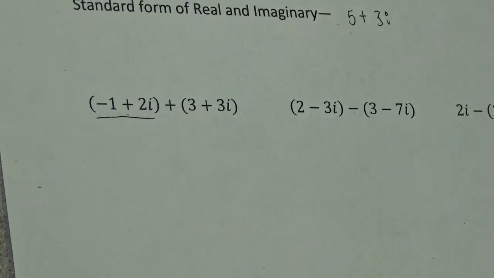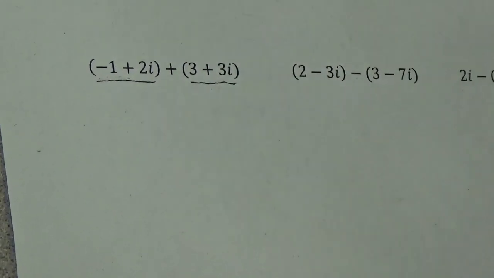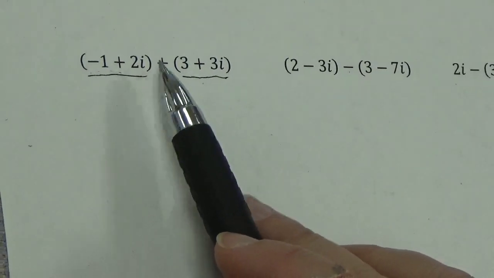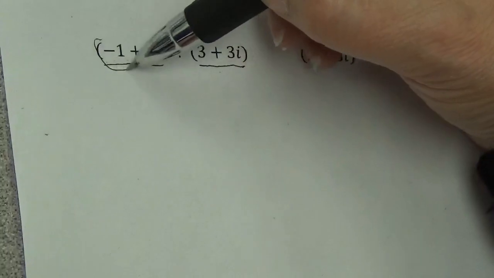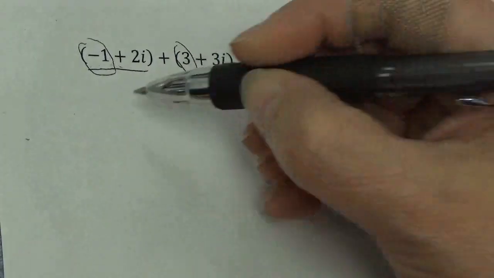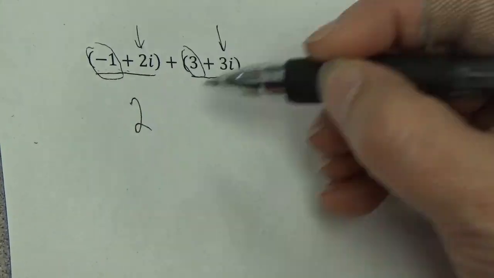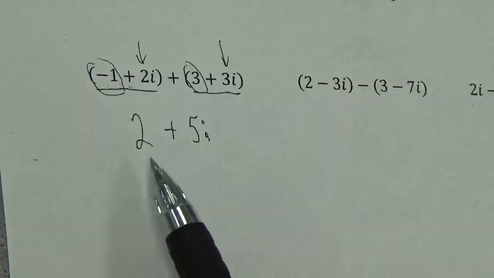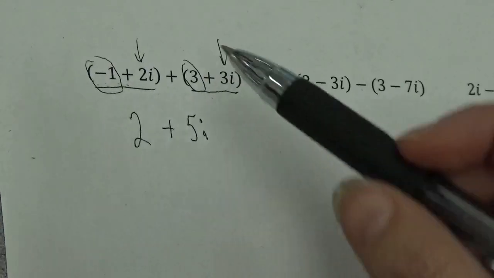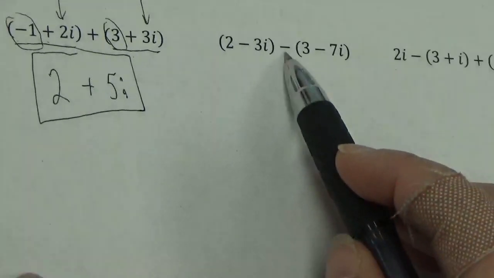So in this first example here, I have a number that's not pure imaginary, it's a real and an imaginary put together, added to another one. So when you add, you basically just go through and look for like terms. So in this case, I have -1 and +3, which is 2. And then I have +2i and +3i, which is +5i. Now, I can't do anything else with this because these are not like terms, so my answer would just be 2 plus 5i.